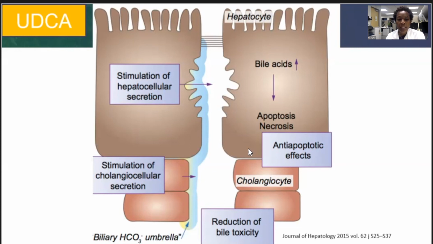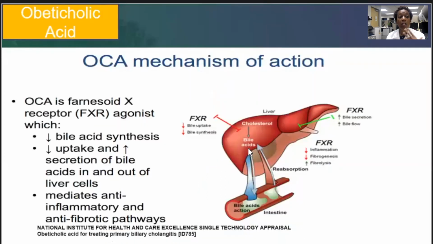Also, there's more help on the rise, and there are patients who just don't, for whatever reason, respond to URSO, and now we have obeticholic acid to add, and there's one study that shows that this can improve transplant survival from 60 to 72% with the addition of obeticholic acid. And just what this drug is, it is an FXR agonist, which basically decreases bile acid synthesis and decreases the uptake and increases the secretion of bile acids in and out of the liver. Okay. It also mediates anti-inflammatory and anti-fibrotic pathways, all in our effort to help our patients salvage those livers that have PBC and not require transplantation.